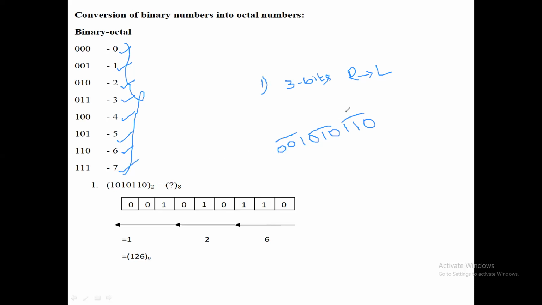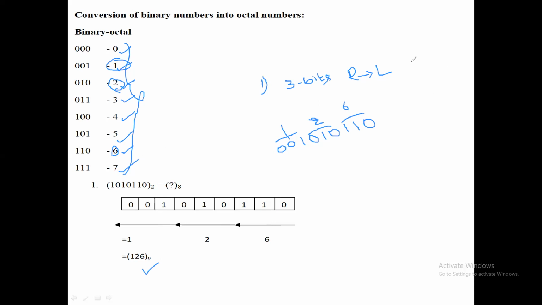Therefore, what is 110? It is 6. So write down the decimal equivalent here, 6. 010 is 2, so write it as 2 here. And then 001 is 1. So this makes it 126 of base 8. This is how we can convert.